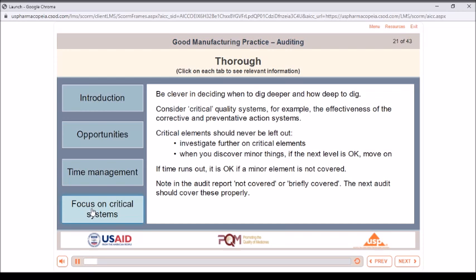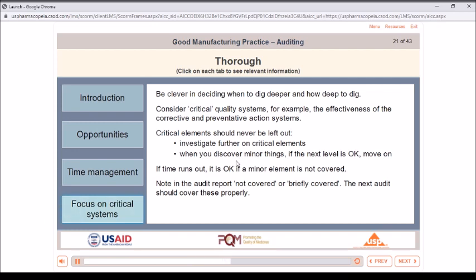Focus on critical systems. Be clever in deciding when to dig deeper and how deep to dig. Consider critical quality systems, for example, the effectiveness of the corrective and preventative action systems. Critical elements should never be left out. Investigate further on critical elements.